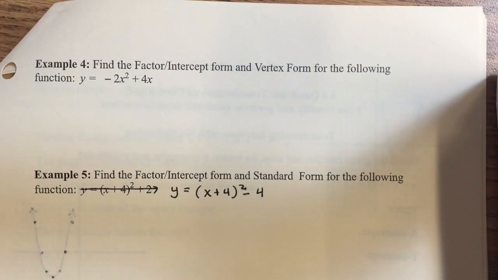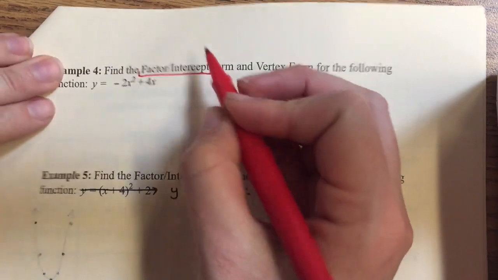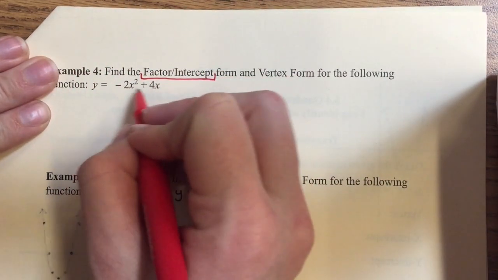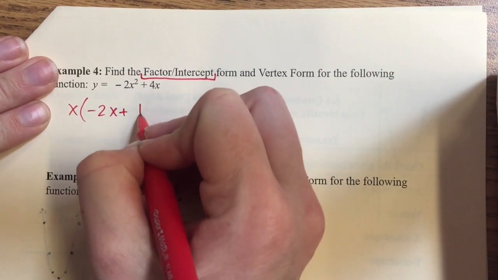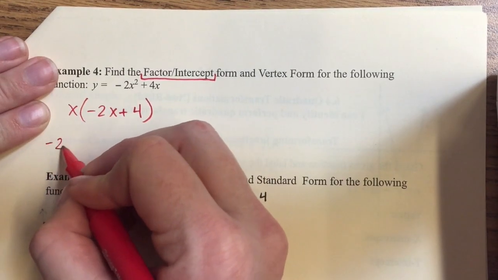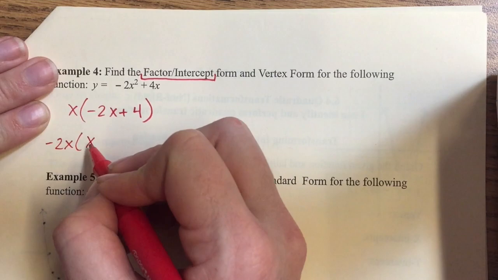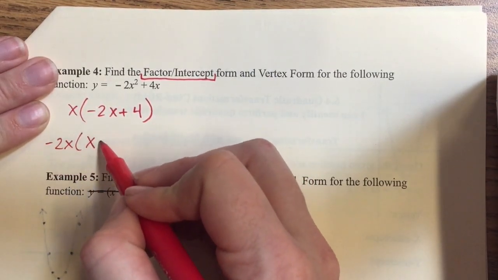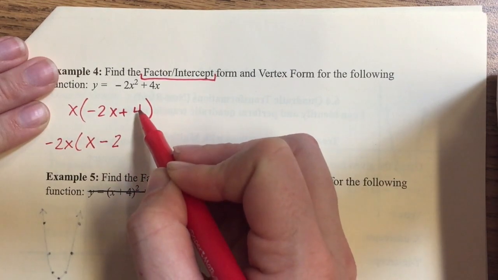On example 4, we are going to factor it. There are only 2 terms. I can take out an x, and that would give me -2x plus 4. I could also take a -2 out. If I take -2 out, there's only an x left. Negative times a negative would give me a positive. 2 times 2 is 4.